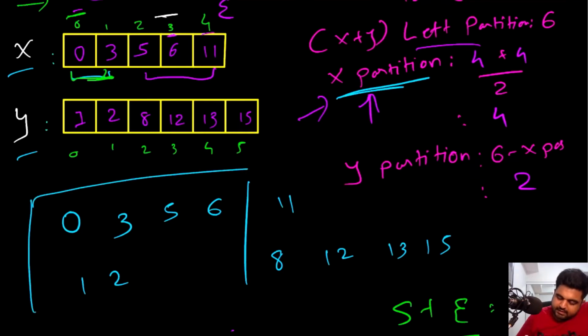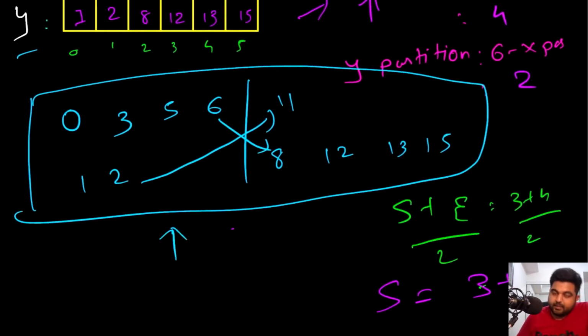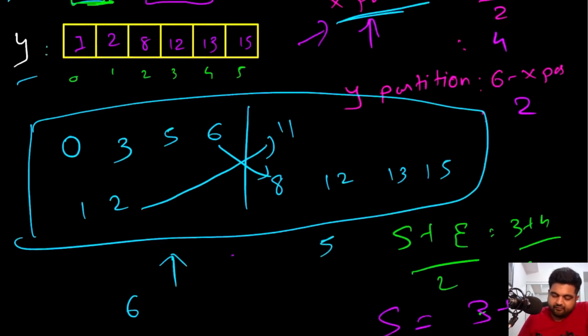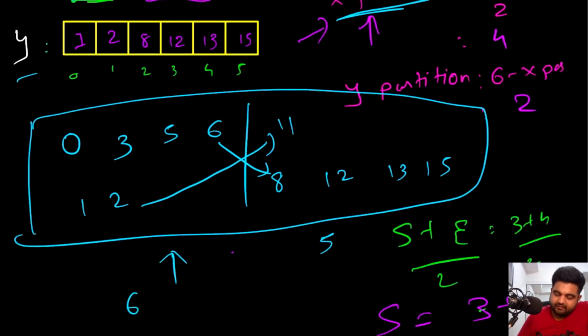Okay, so these are the two partitions we have. Now let's compare. So 6 is less than 8, great. 2 is less than 11, great. So now we have created two partitions such that on the left hand side we have 6 elements, on the right hand side we have 5 elements. We were able to calculate that using the total elements we had. The sum we used was total plus 1 divided by 2. So 11 plus 1 divided by 2. So we get 6 elements on the left hand side.